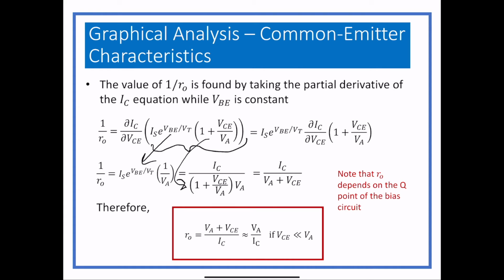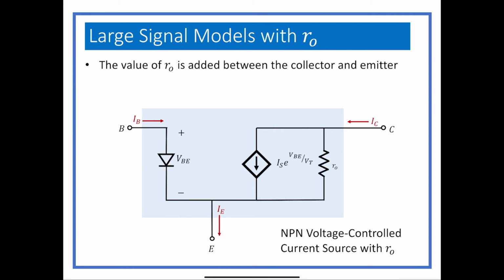So it doesn't really matter to me which one you use. The answers are slightly different, but they're not terribly different. So models, we have to look at models. We looked at some last time. We have to add RO into the large signal model. And when we do that, it just ends up going between the collector and the emitter.